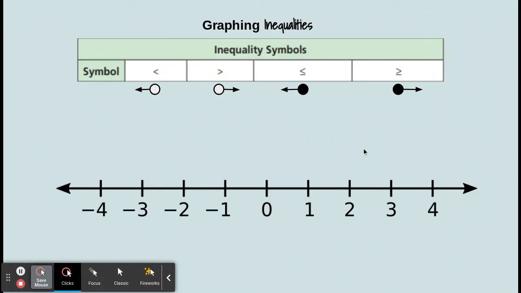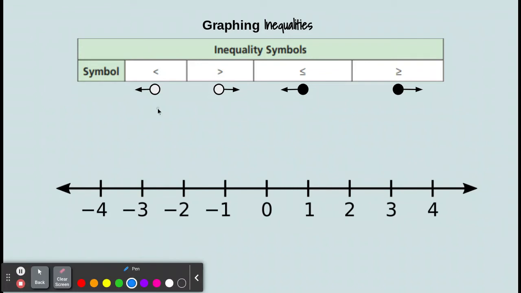And this is just a review from last year, so we'll make it fairly quick. Again, up here I have the different symbols: less than, greater than, less than or equal to, greater than or equal to. When you graph inequalities on the number line, the graph will be an arrow and a circle. Okay, so an open circle means that the number is not included.